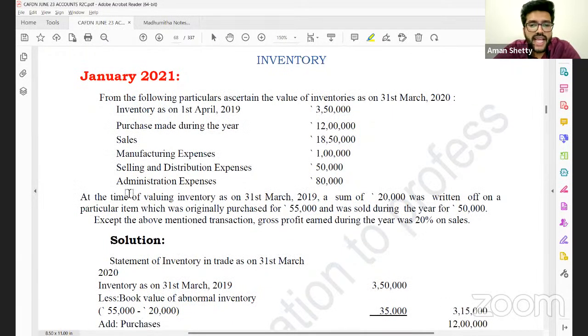At the time of valuing inventory as on 31st March 2019, a sum of 20,000 was written off on a particular item which was originally purchased for 55,000 and was sold during the year for 50,000.